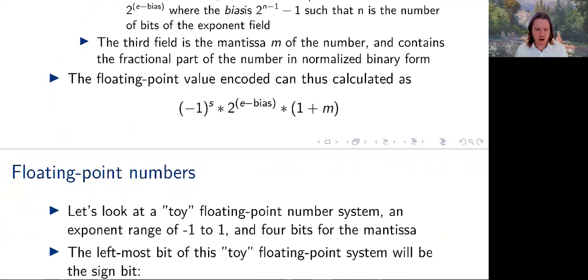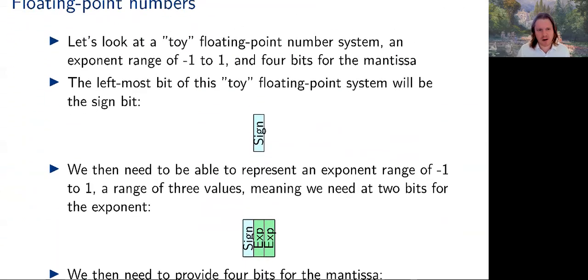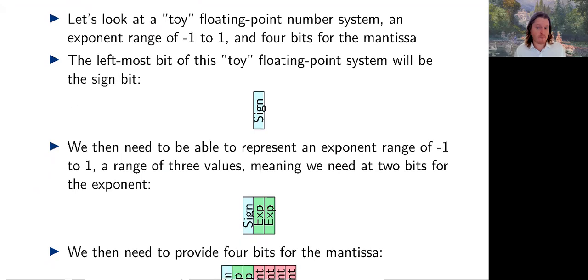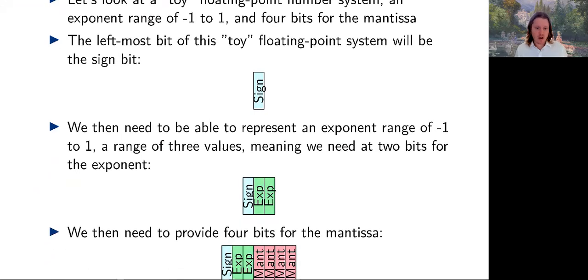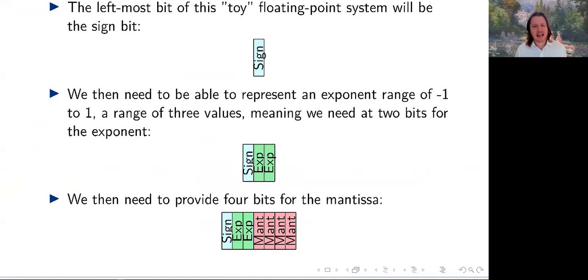Okay, so let's go ahead and look at a toy floating point number system that's going to have an exponent range of -1 to 1 and 4 bits of the mantissa. The leftmost bit of this toy floating point system will be the sign bit. We then need to be able to represent an exponent range of -1 to 1, a range of 3 values, meaning we need 2 bits for the exponent. We will then provide 4 bits for the mantissa. And again, this is just a toy example. It's meant for illustrations. It will exaggerate some of the implications of this encoding scheme.